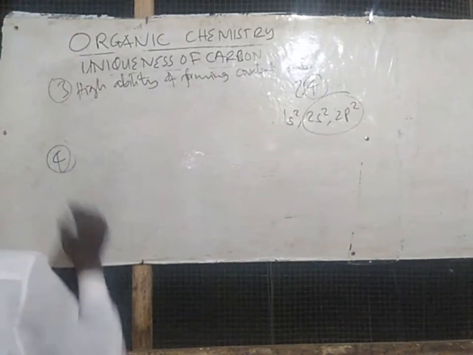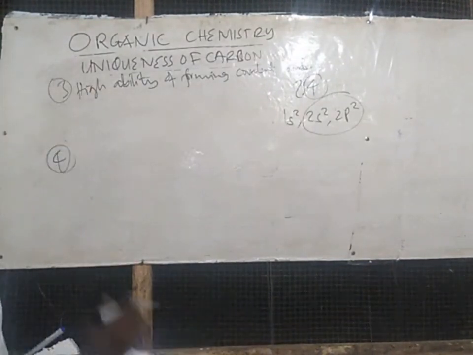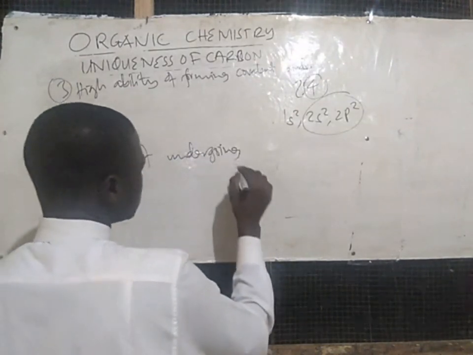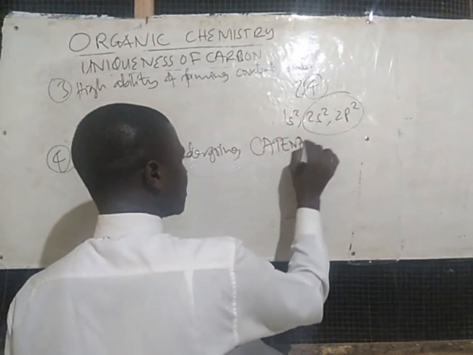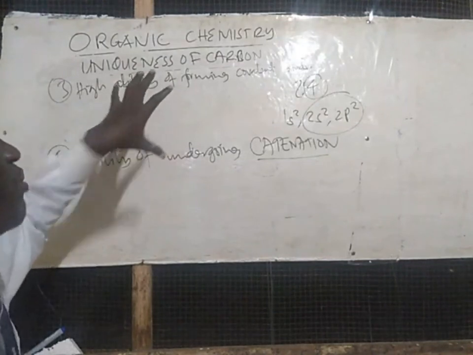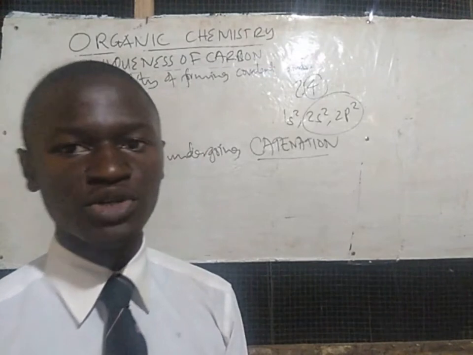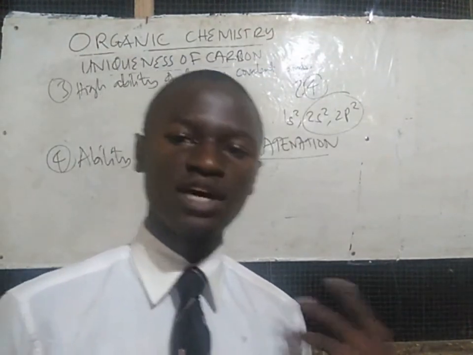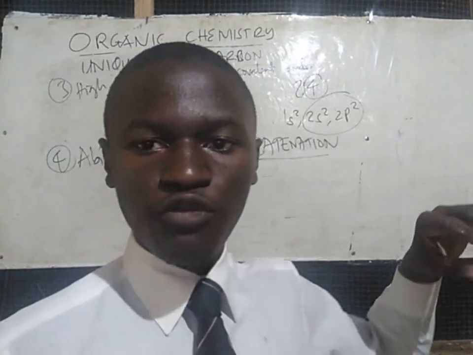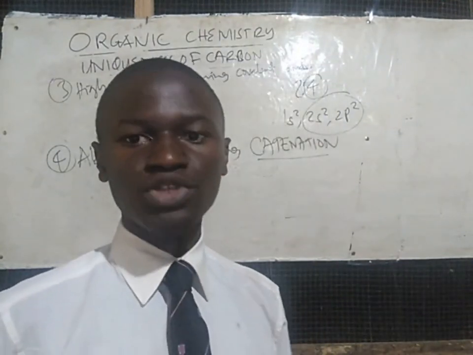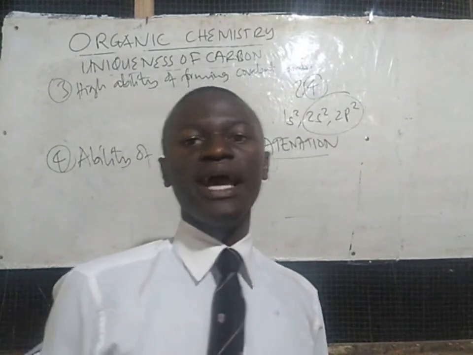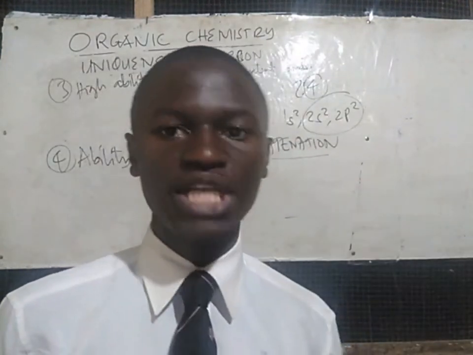But the fourth property is catenation, the ability of undergoing catenation. Now, there is a small difference between this and the previous one. The ability to form covalent bonds is the ability of carbon to bond with other elements, for example sulfur, oxygen, phosphorus, nitrogen. But catenation is the ability of atoms of the same element to join and form long stable chains. This is unique only to carbon. It has the ability to bond and form long chains which are stable.